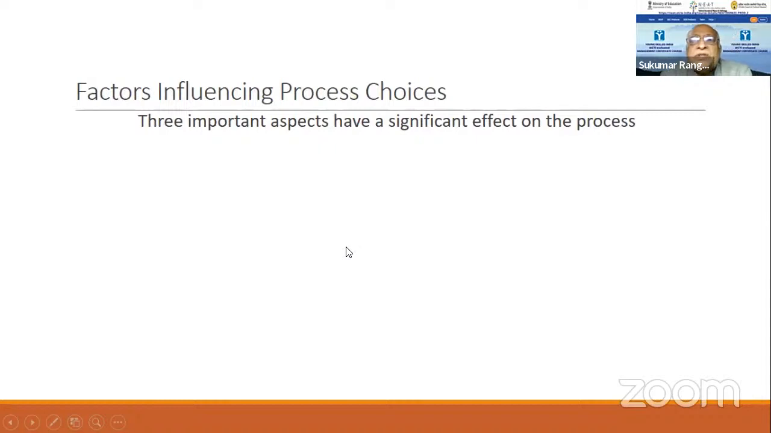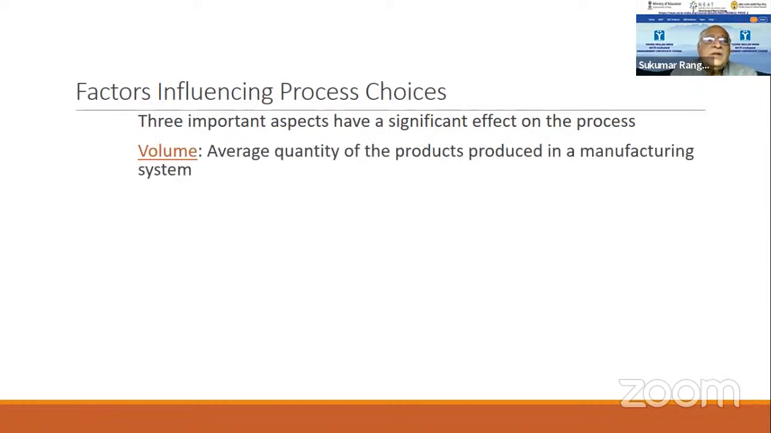Factors influencing process choices. Usually there are three important aspects. One is the volume. You see how much you want to produce. Like we talked about the example of detergent on a mass scale, obviously they will not be producing 10 or 100 or 1,000 packets in a day. Probably it will be some 100,000 packets in a day of different sizes, 500 grams, 1 kg, 2 kg. Maybe not too many varieties, but very high volumes. So what is the volume which you want to produce?